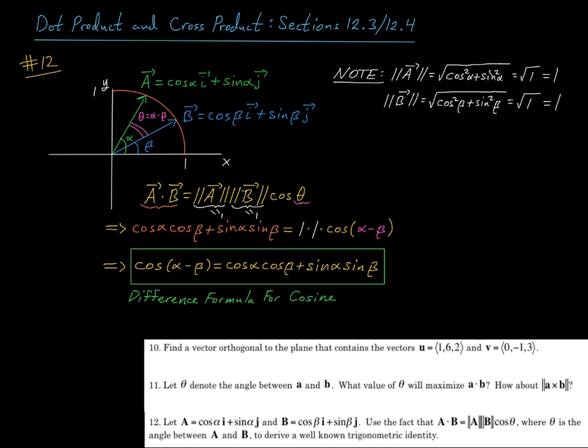And now what's theta, the angle between A and B? As we noted, A forms an angle of alpha with the positive x-axis, and B forms an angle of beta with the positive x-axis. So the angle between green and blue will be the difference in those two angles. In other words, theta is alpha minus beta. So if you rewrite this, you get the result that cosine of alpha minus beta is equal to cos alpha cos beta plus sine alpha sine beta. And this is the well-known difference formula for cosine that you likely have seen in pre-calculus.